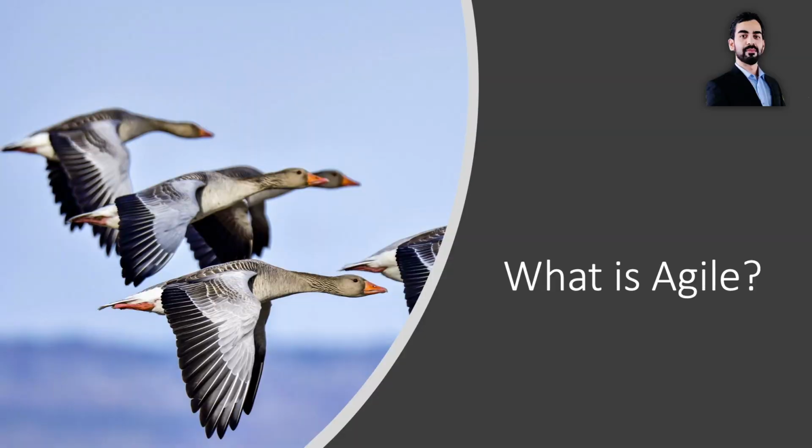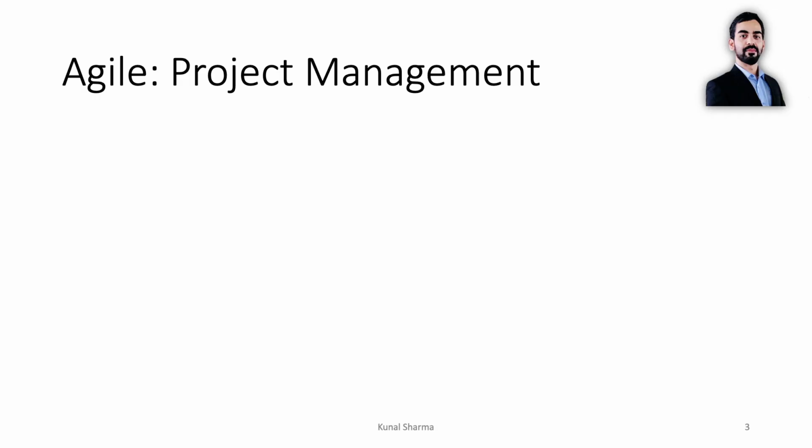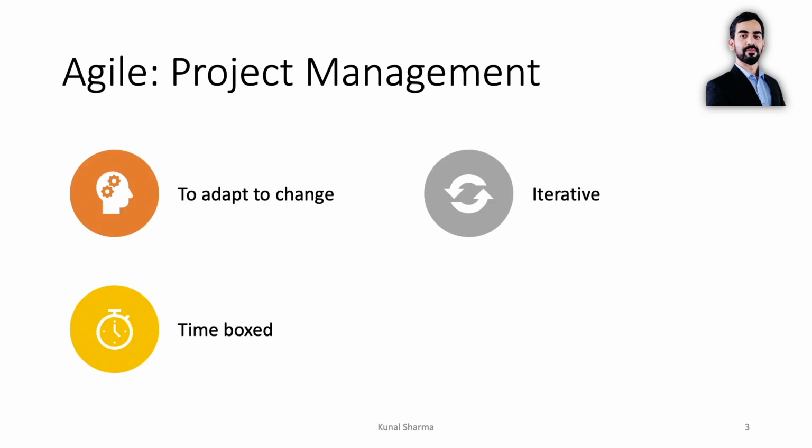So, what is Agile? Agile is an approach to project management. It helps to deliver the value to the stakeholders faster and closer to their expectations. There are four essential features of Agile: adaptable, iterative, time box, and incremental.